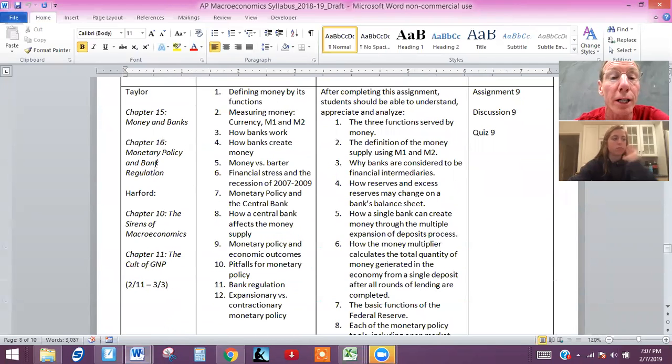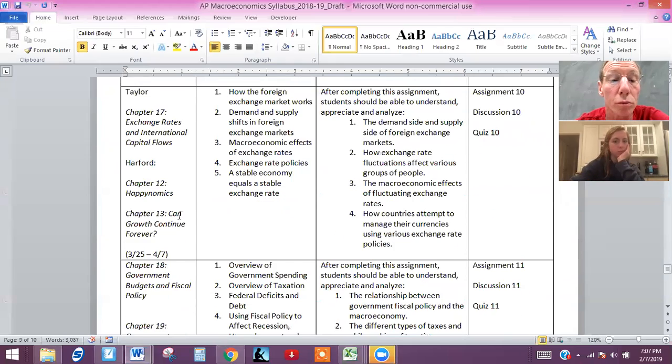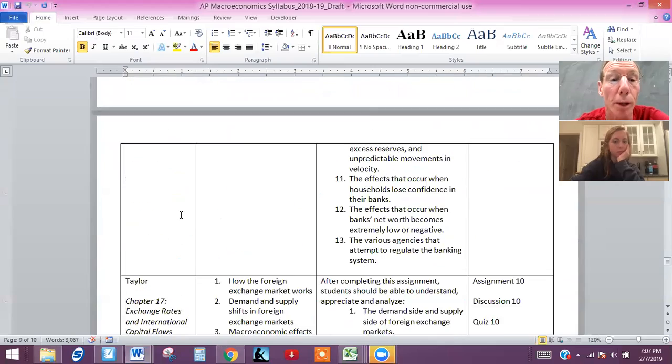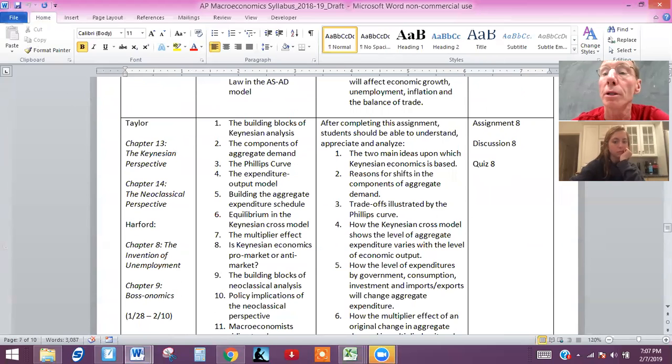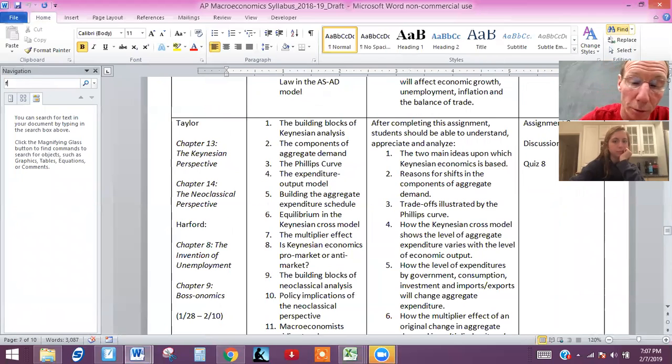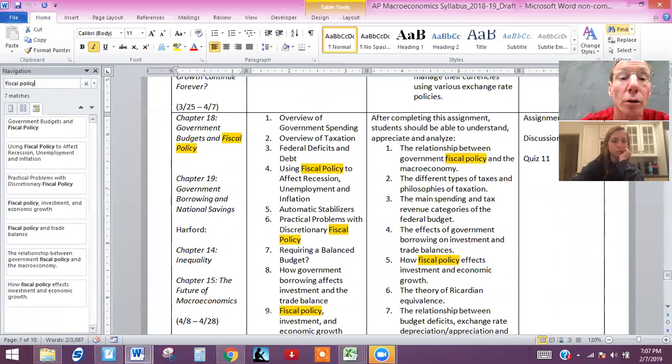We'll get a lot more into it in chapter 15, especially 16. Fiscal policy, where is fiscal policy? Okay, so we won't get to the real details about fiscal policy until chapter 18. So I'm jumping ahead, but this is just very simple.